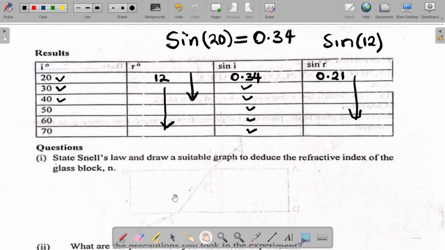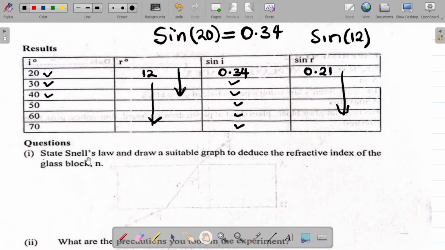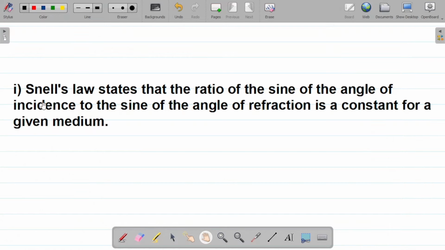Having done that, the next task is to state Snell's law and draw a suitable graph to deduce the refractive index of the glass block, n. First things first, let's state Snell's law. What does Snell's law state? Snell's law states that the ratio of the sine of the angle of incidence to the sine of the angle of refraction is a constant for a given medium. So this is Snell's law. We've done this part.